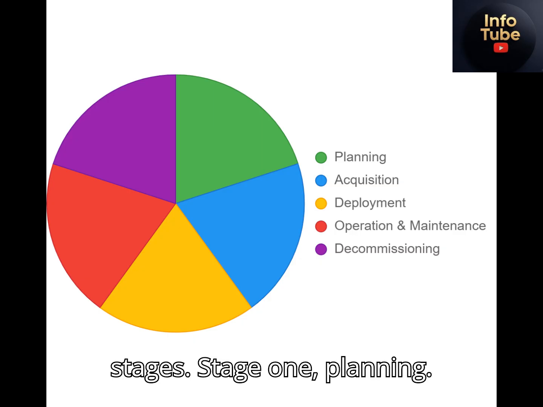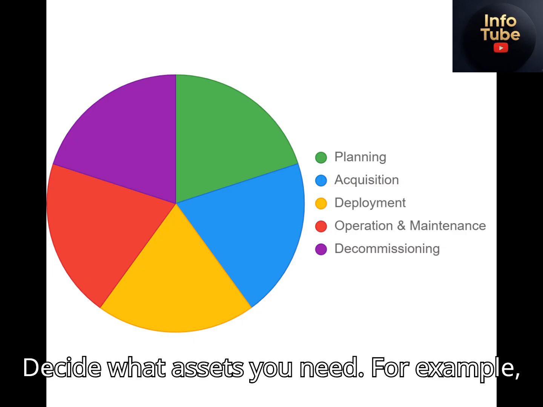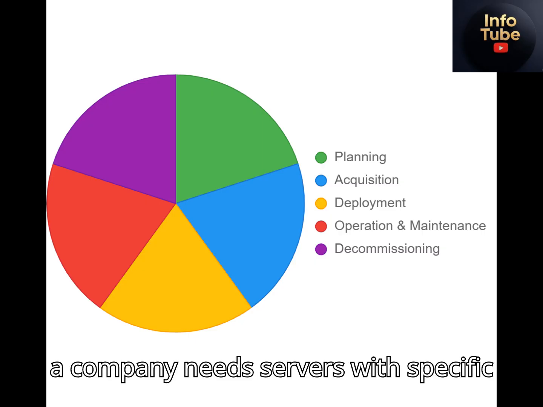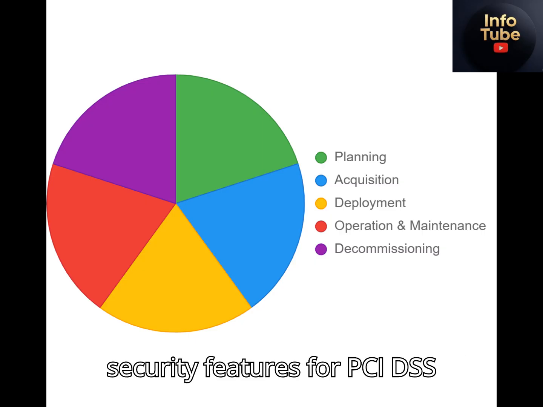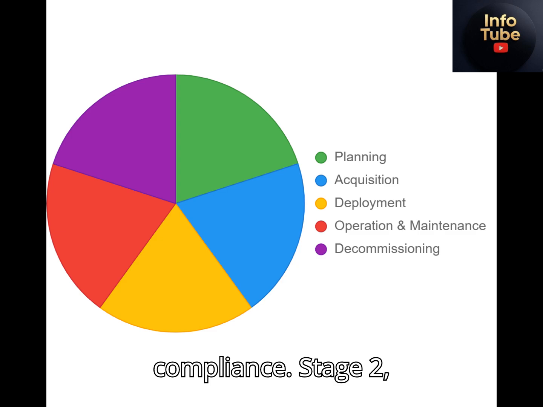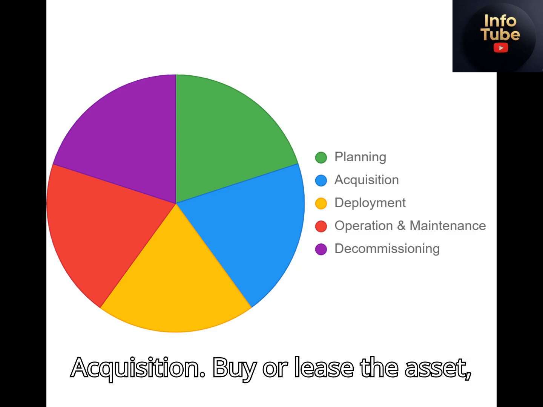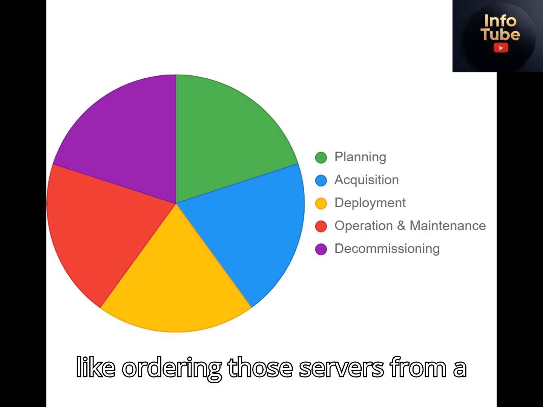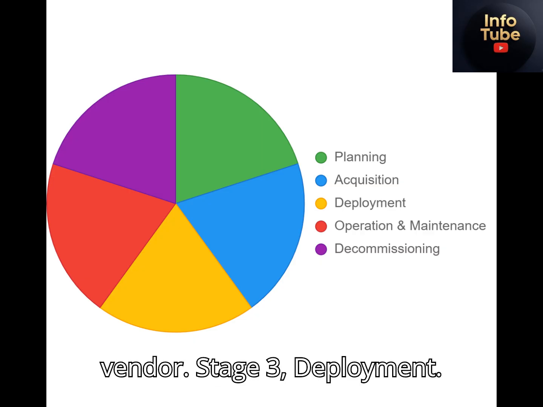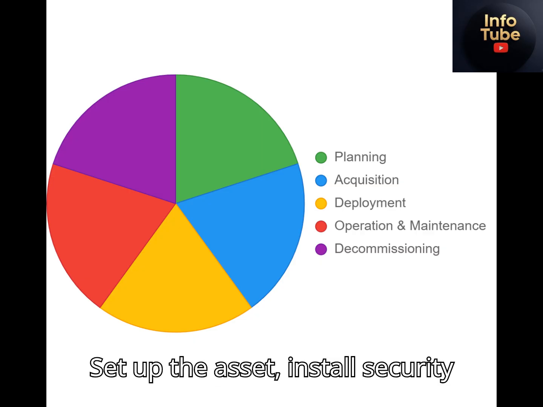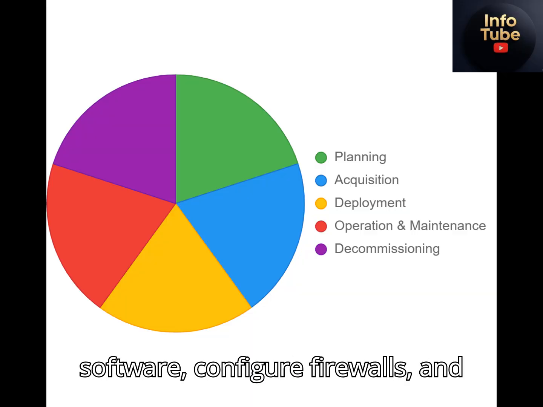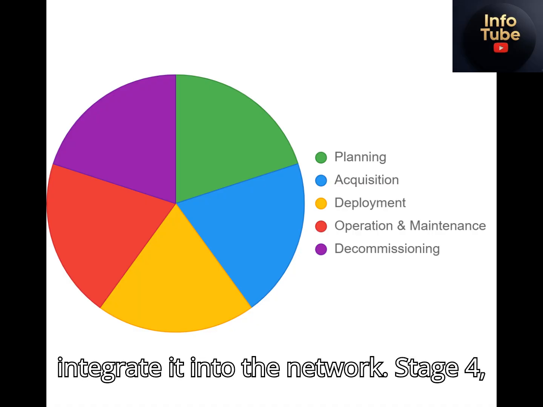Stage 1, planning. Decide what assets you need. For example, a company needs servers with specific security features for PCI DSS compliance. Stage 2, acquisition. Buy or lease the asset, like ordering those servers from a vendor. Stage 3, deployment. Set up the asset, install security software, configure firewalls, and integrate it into the network.